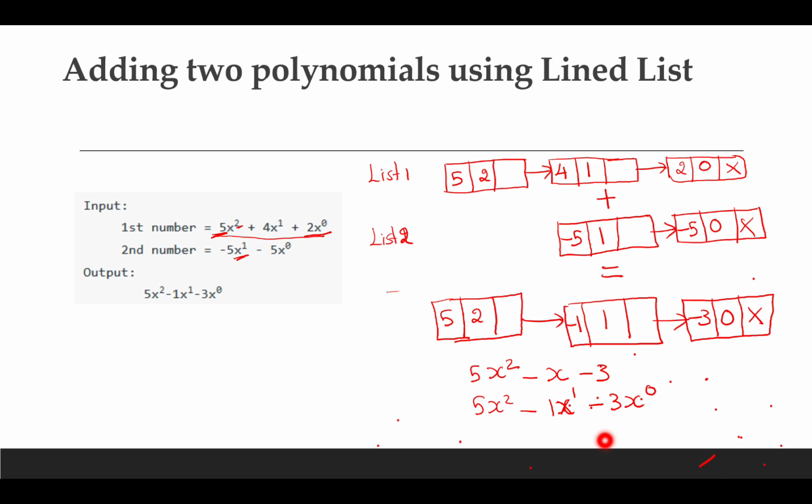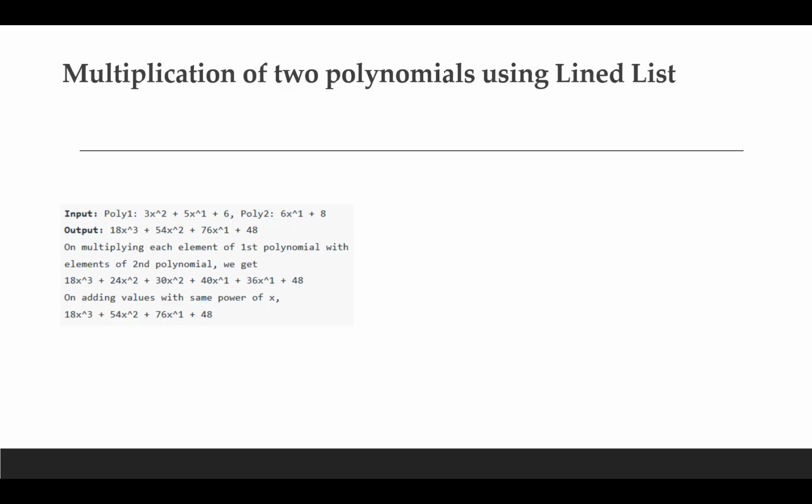Then next we will see about the multiplication. Here also we have to multiply and do the addition, same as normal addition. The first list we have taken is 3x square plus 5x power 1 plus 6. So this is the first one, and the second polynomial equation is 6x power 1 plus 8.